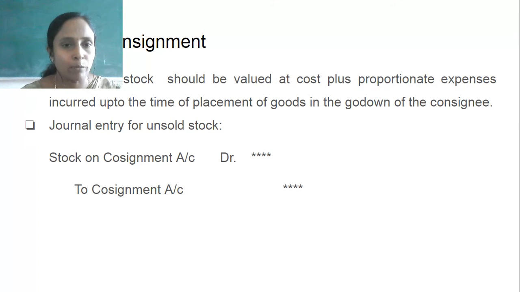Okay, so while making consignment, both the consignor and consignee will incur some expense. That expense can be differentiated as non-recurring expense and recurring expense. We have to add only the non-recurring expense. That means the expenses which are incurred up to the time of placement of goods in the godown of consignee. That alone we have to take into account. And coming to journal entry, the entry for unsold stock is stock on consignment account debit to consignment account. Here we have to enter the value of stock which was remaining unsold in the hands of consignee.